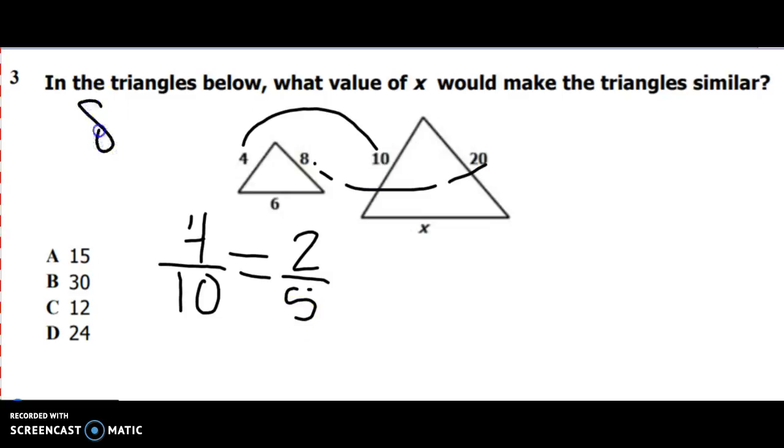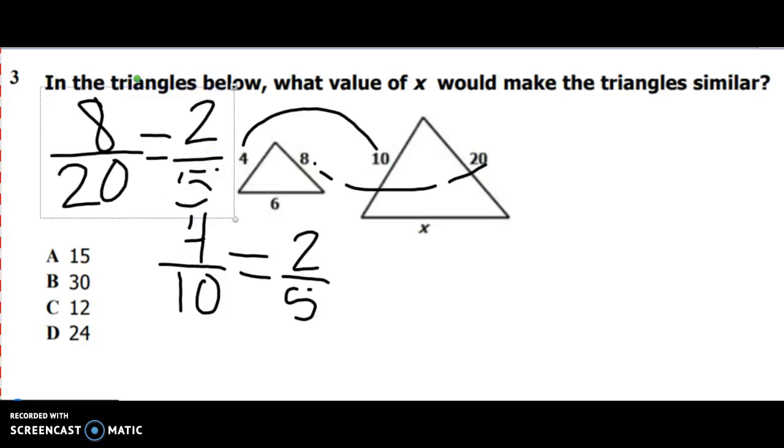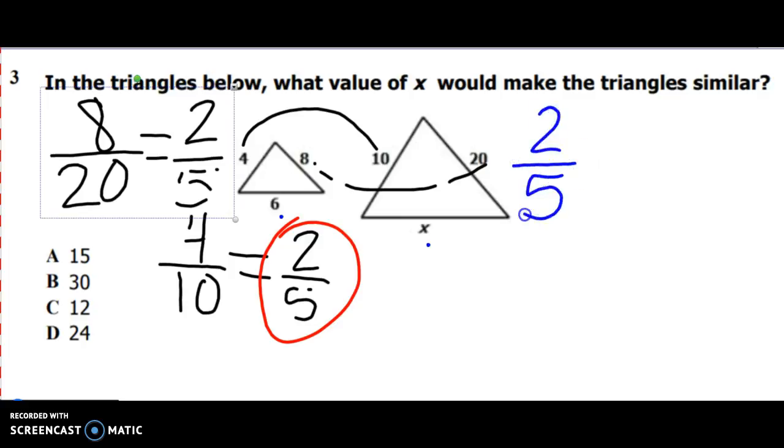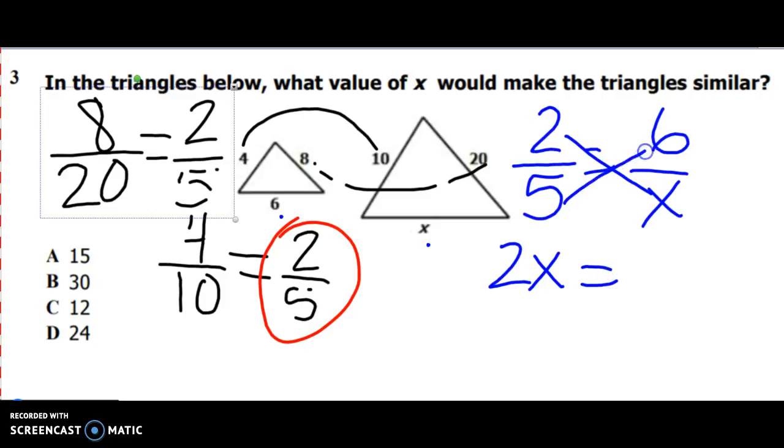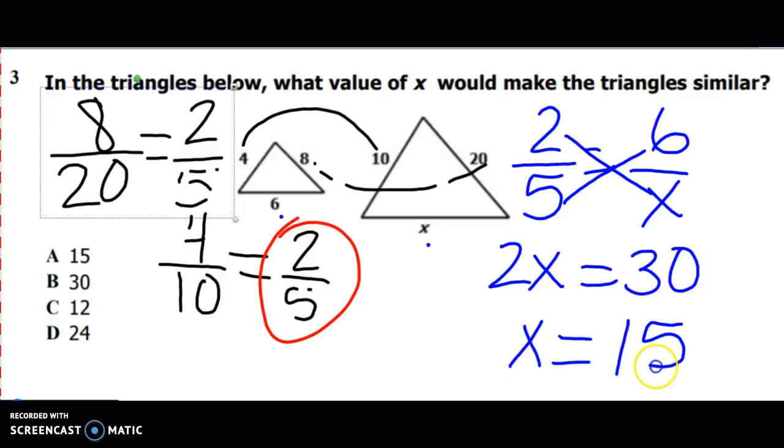If I reduce 8 over 20, 4 goes into both of those. 4 goes into 8 2 times. 4 goes into 20 5 times. So this fraction that I have right here is going to be my scale factor. So we're going to set it up and compare the bottoms. We're going to compare the 6 and the x. But we have to use our scale factor. So we're going to do 2 over 5 is equal to 6 over x. Cross multiply, so that gives me 2x is equal to 5 times 6, which is 30. Divide by 2, so x is equal to 15.